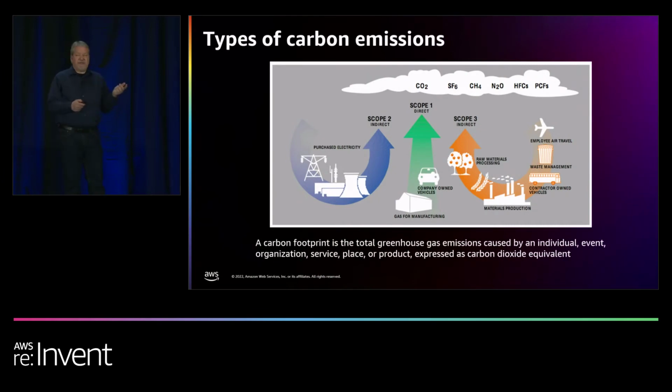So carbon emissions are basically divided up into 3 scopes. Scope 1 emissions are direct on-site emissions. So this would be like power that companies generate on their own, right? And scope 2 emissions are the result of electricity that organizations purchase for their own use.